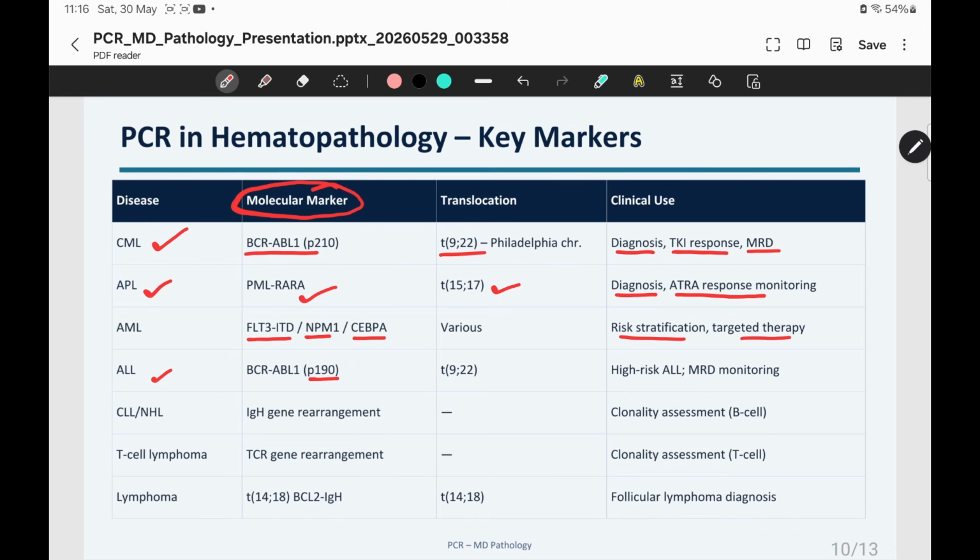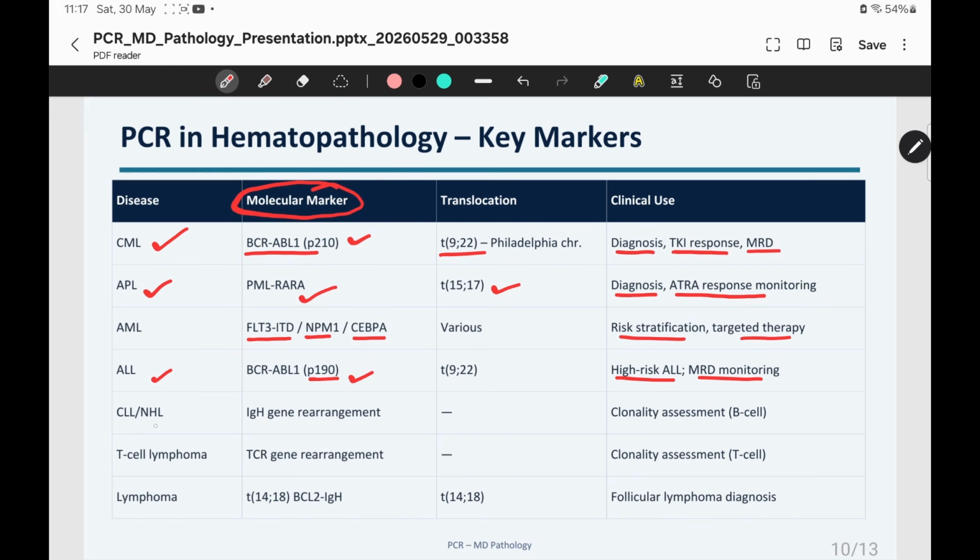the BCR ABL1 fusion of CML. It is 190 kilodalton in ALL and it is 210 kilodalton in CML. So it helps in diagnosis of high risk ALL and MRD monitoring.